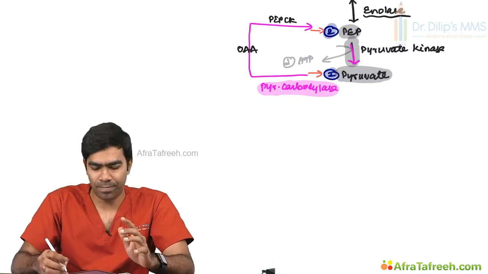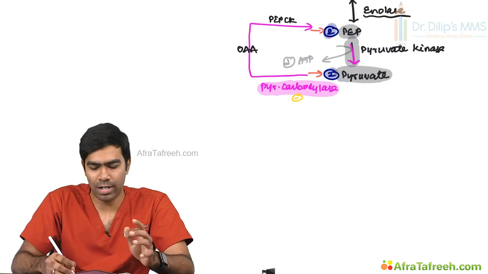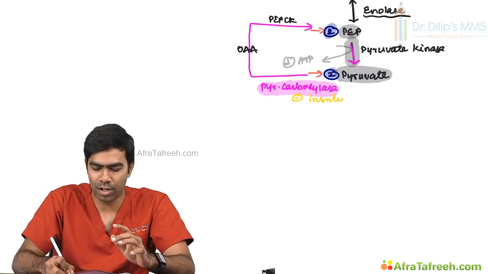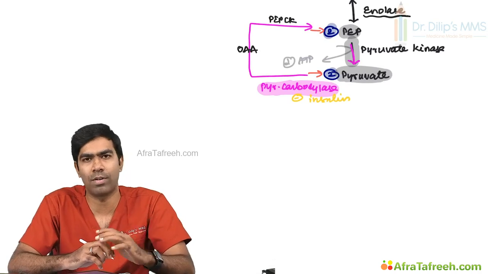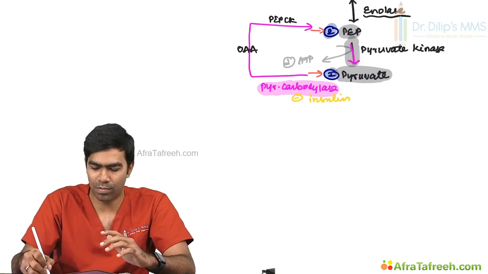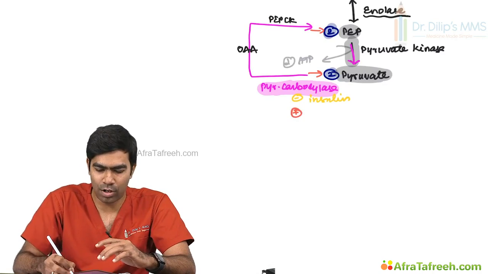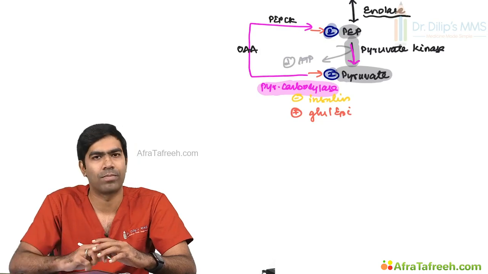So obviously this pyruvate carboxylase will be strongly inhibited by insulin, because insulin does not want gluconeogenesis. It's a strong inhibitor of gluconeogenesis. But it will of course be activated by counter-regulatory hormones like glucagon and epinephrine. There is no doubt about that.